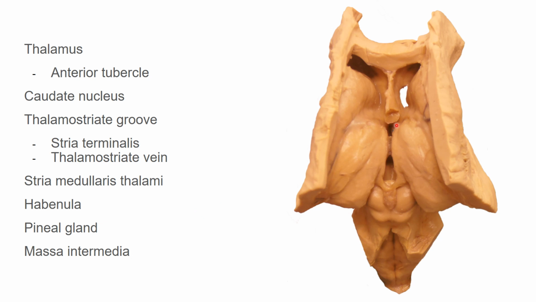Oh, and before I forget, this is a really good place where you can see your anterior tubercle. So this little notch or bump coming off of the front of the thalamus is very, very noticeable. And this is where the anterior nucleus is going to underlie. But it does make a really nice little bump off the top of your thalamus.